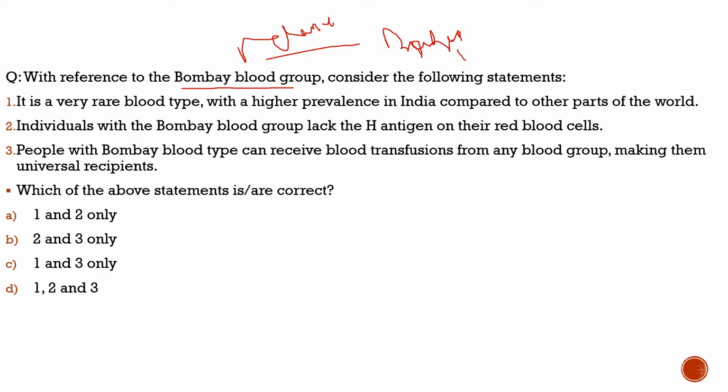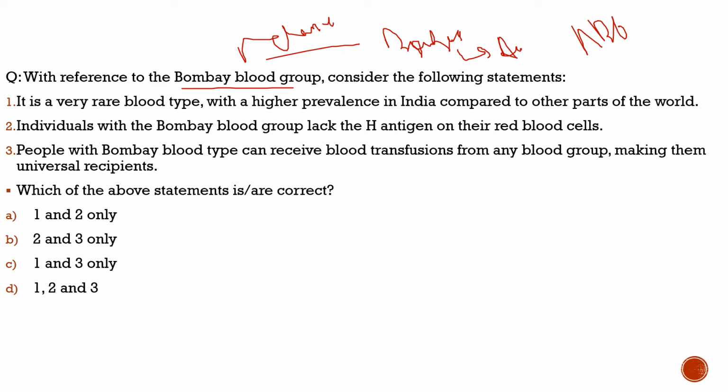Under this blood group, they don't have the H antigen present. When they don't have the H antigen, there is no ABO type blood group. So this is very rare, and they cannot receive blood from other groups. And it was the first time in Chennai that they achieved this. So it became important for us to understand it. Now let's solve the question and get more idea about this blood group.